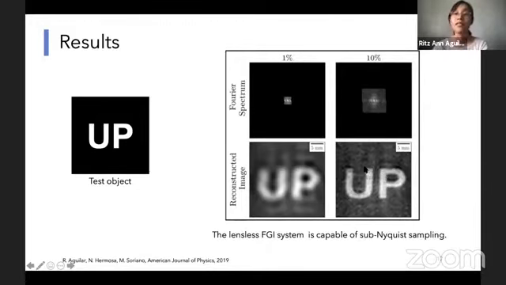But to increase the signal to noise ratio, you can place a collecting lens or a focusing lens in front of the single pixel detector to reduce the noise and increase the SNR of the system. So here, the lensless FGI system is capable of sub-Nyquist sampling. The results have been published just last year in the American Journal of Physics. My co-authors here are Doctors Nathaniel Hermosa and Maricor Soriano.